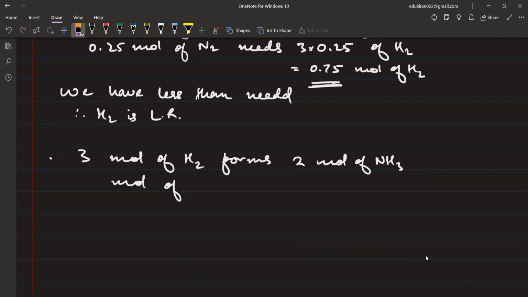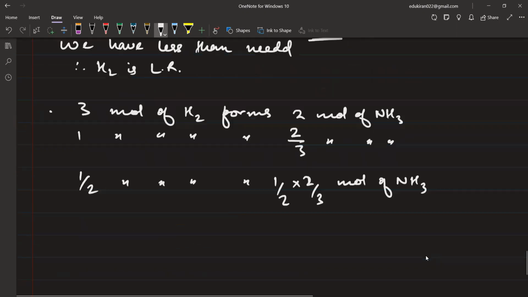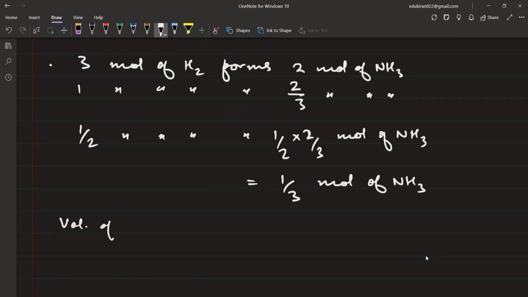let us first find out for 1 here. 1 mole of H2 forms 2/3 mole of NH3. Then 1/2 mole of H2 forms 1/2 into 2/3 mole of NH3. Right? We are writing according to H2, correct? So this will be equal to 1 by 3 mole of NH3. So volume of NH3 is equal to 1 by 3 into 22.4 liters.